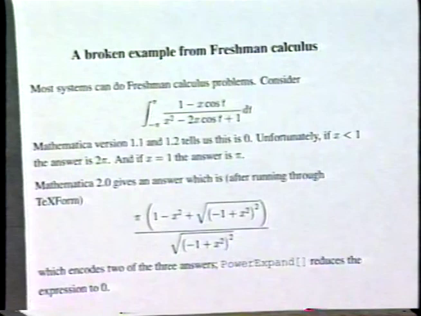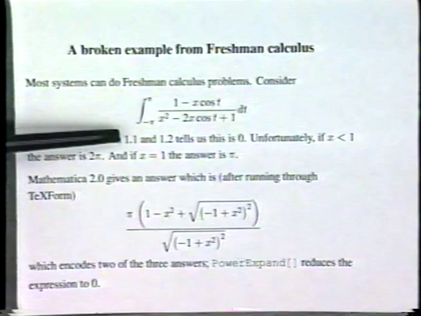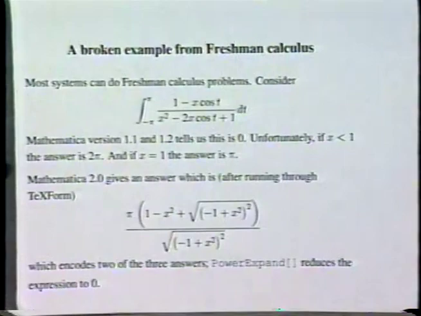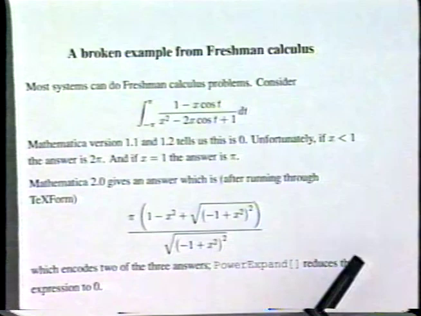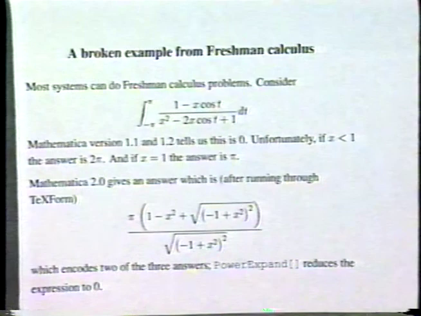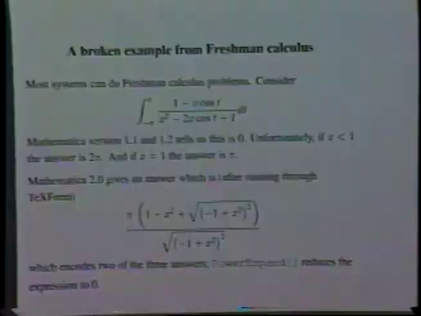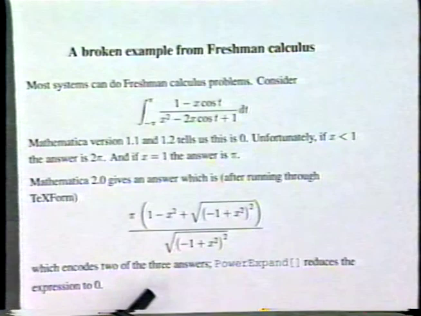This integral, the integral from minus pi to pi of this expression, I'm not going to read it out loud, you can see it, comes out as 0 in Mathematica version 1.1 and 1.2. Unfortunately, if x is less than 1, the answer is 2 pi. And if x is equal to 1, the answer is pi. Mathematica 2.0 and later give an answer that's approximately this. I've run it through their typesetting system to get this answer. If you see it on your screen, it's a fair amount clumsier.